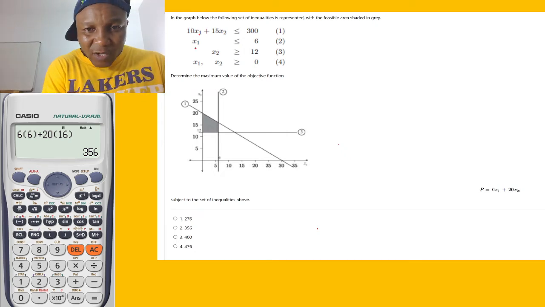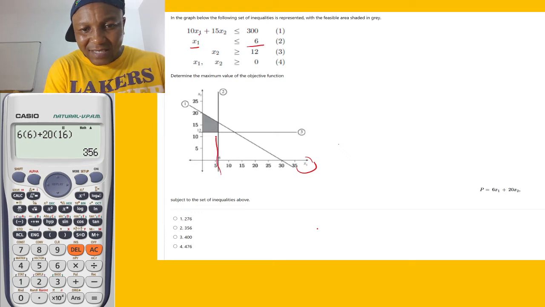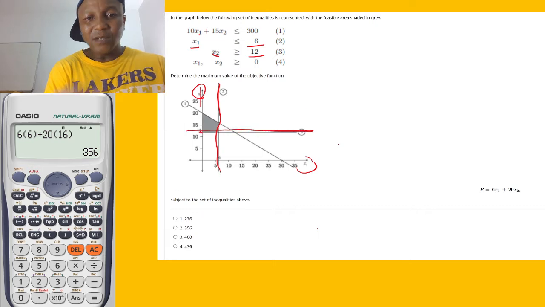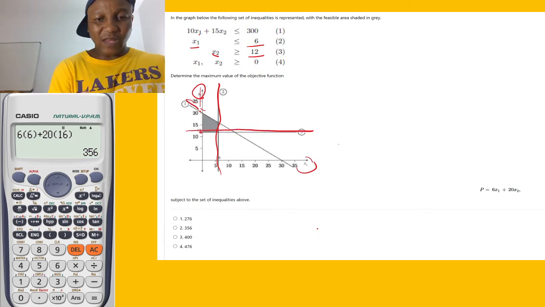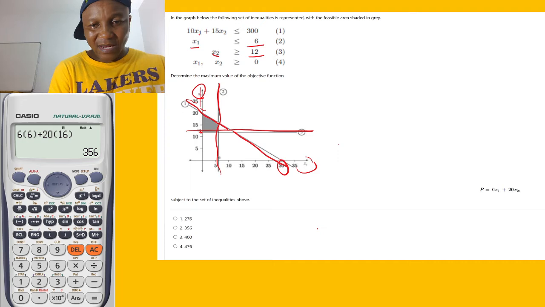That's why here they say x1, but we know x1 equals the x-axis, so it cuts at 6. Look, the x-axis cuts at 6. x2 is y, the y-axis. You can see here they say x2 is 12, which means it cuts y at 12. And this one we already knew, like I explained, x is 30 and y equals 20. And x1 and x2 must be greater than 0, which means not this part here, but this region.